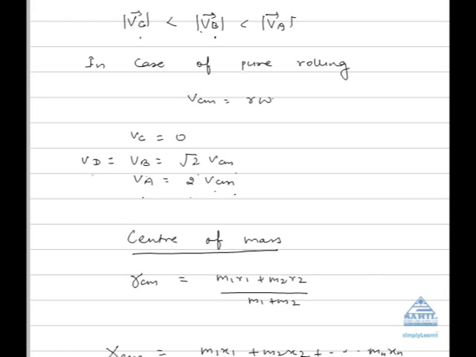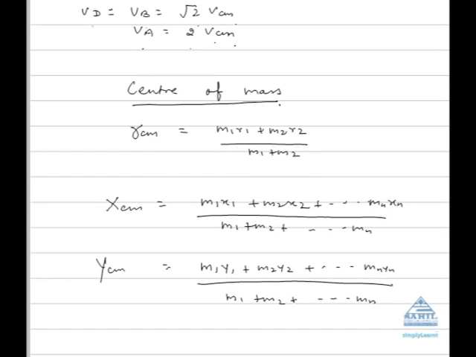Now we just focus on the center of mass. Center of mass is a point inside or outside the body at which the whole mass of the body is supposed to be concentrated. To determine the point, we have the relation: position of center of mass is given by m1 r1 plus m2 r2 upon m1 plus m2 for 2 particles. For more than 2 particles, the same equation is given by m1 r1 plus m2 r2 up to mn rn divided by m1 plus m2 up to mn.